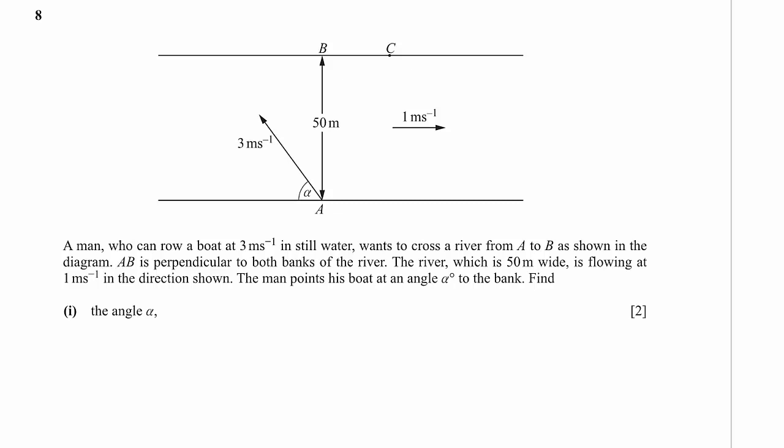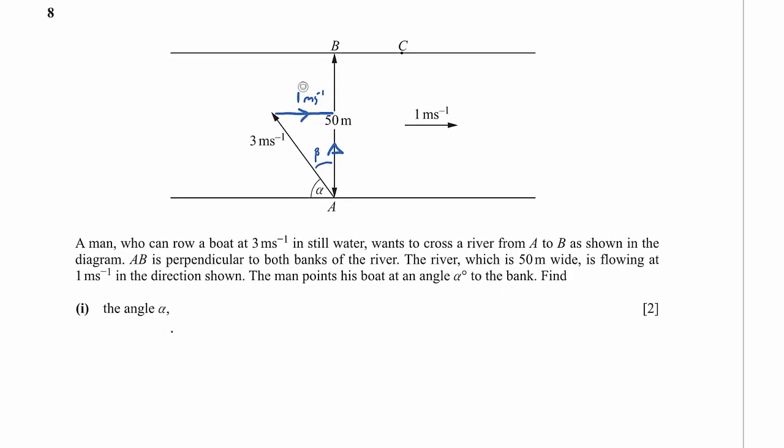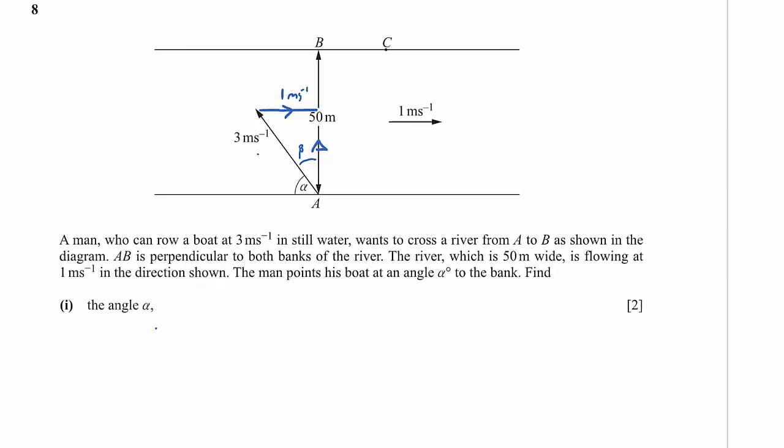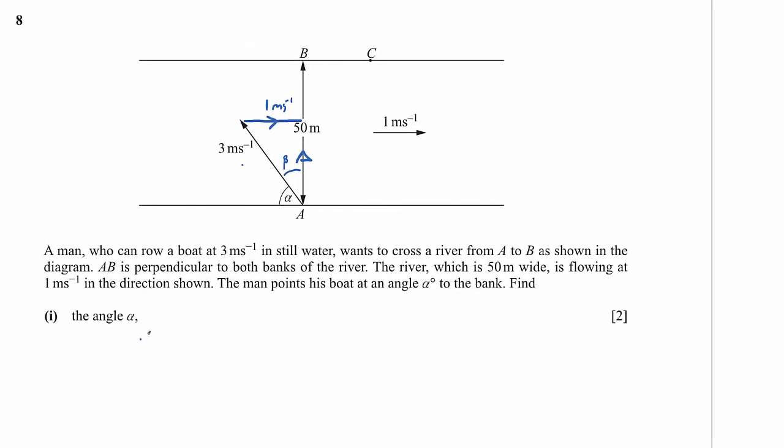Now, if we just complete this triangle by putting the 1 meter per second this way, this is the resultant, so that he goes straight across. So we can easily find this angle, which I'll just call beta. This is the opposite, this is the hypotenuse, so we'll use the sine. So sine beta is going to be 1/3.